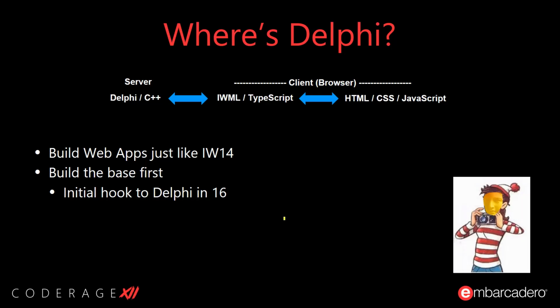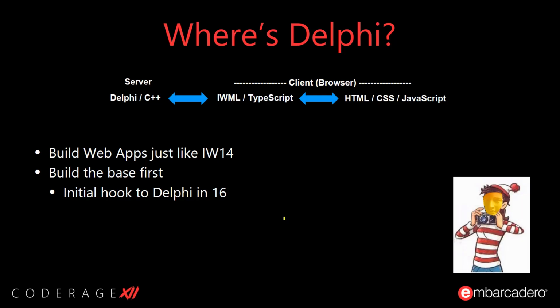You'll be able to write everything in Delphi without ever having to touch TypeScript or IWML or HTML or CSS or JavaScript if you don't want to. Now, if you want to run in the browser, you'll need to learn a little bit of TypeScript. But as it is today, you would have to learn JavaScript, so we're making even that step easier. But we have to build the base first. And as I said, the advantage of IWML is that everything is completely isolated.